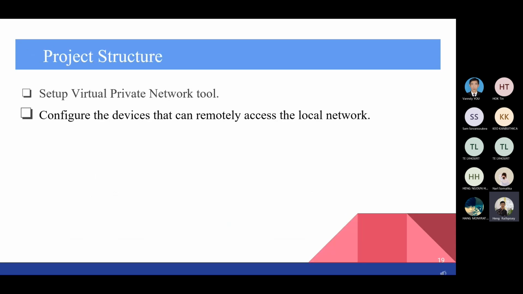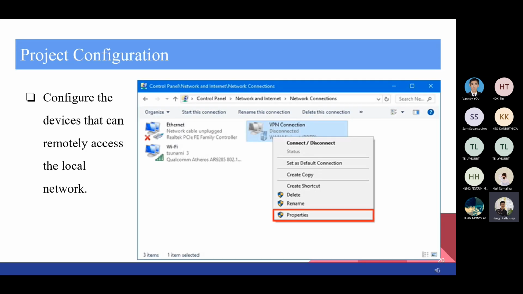It's a complex framework consisting of many settings, which is why it provides a powerful and flexible set of security features. For the second part, the implementation, is the project structure. I'm going to talk about setting up virtual private network tools and a few configuration devices that allow remote access to the local network. Next is the project configuration. As you can see in this picture, we go to the control panel, click on the VPN connection properties, and then I will show the whole process of this project in the demonstration.